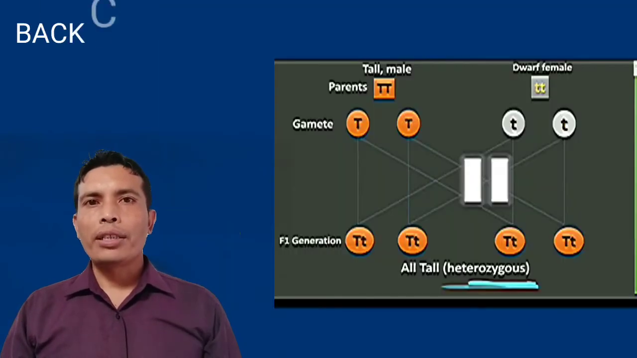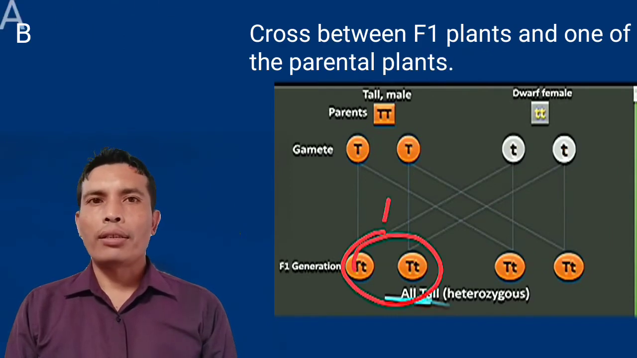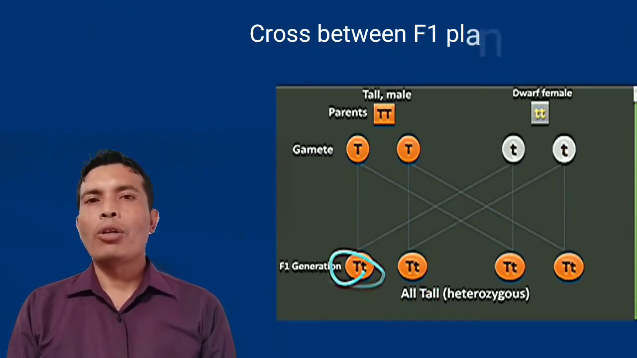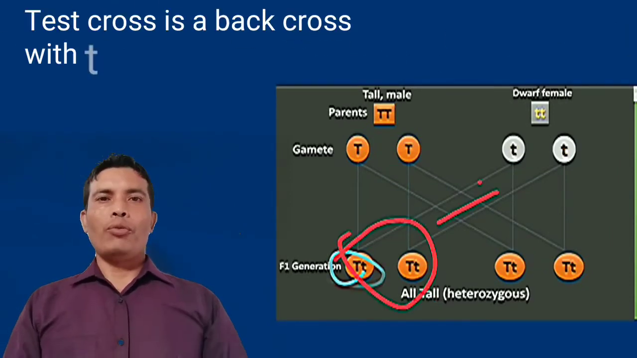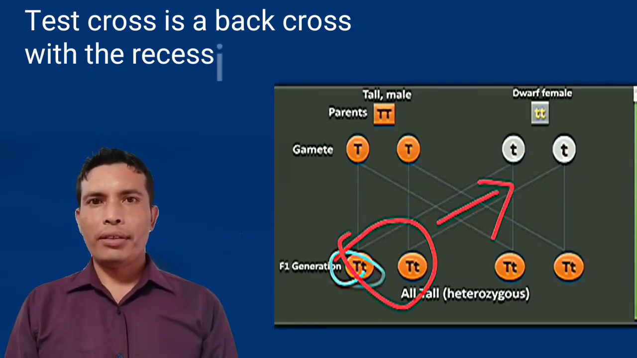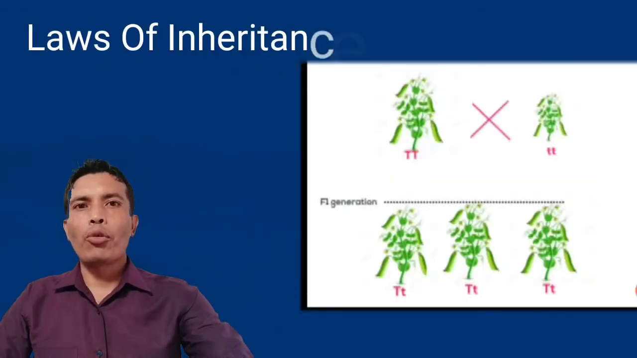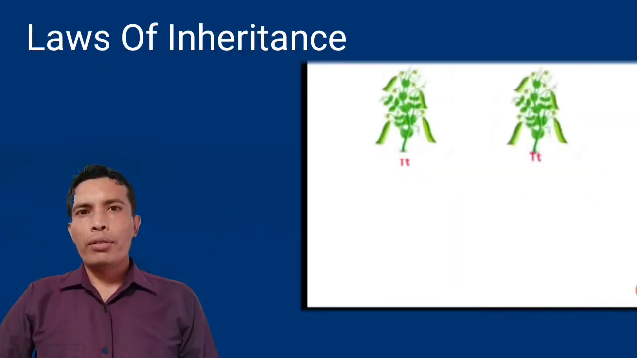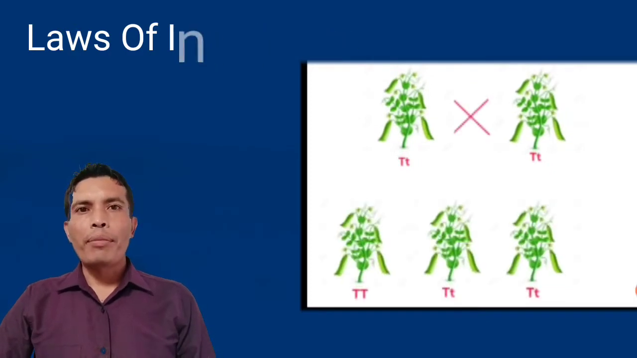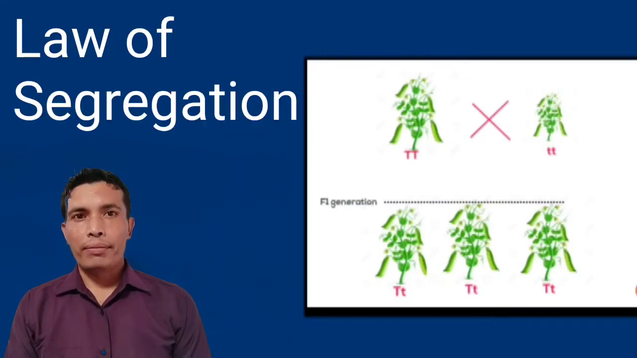Here let's know what is a back cross. It is a cross between F1 plants with one of their parents. So we know the test cross is a back cross with the recessive parent. Now let us try to know the laws of inheritance extracted from monohybrid cross. 2 laws which are extracted from monohybrid cross: law of dominance and the law of segregation.